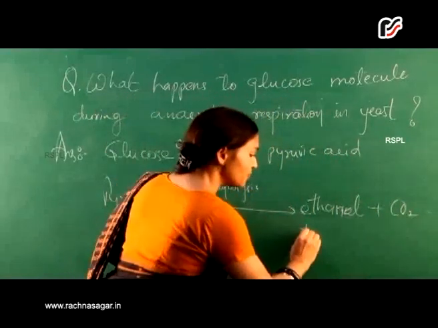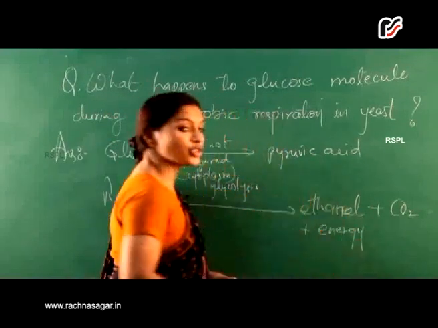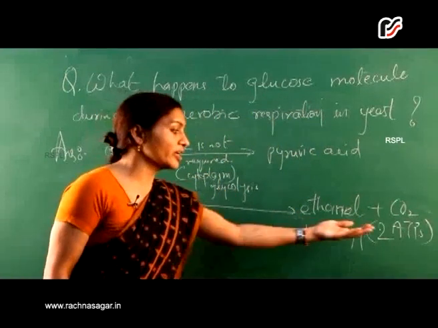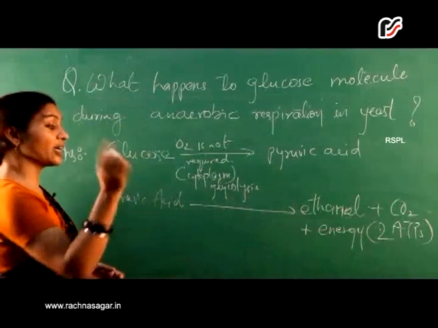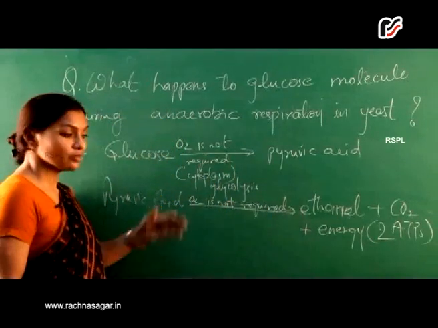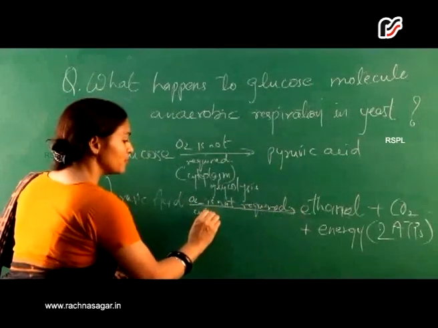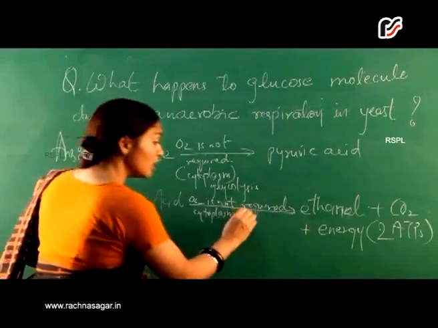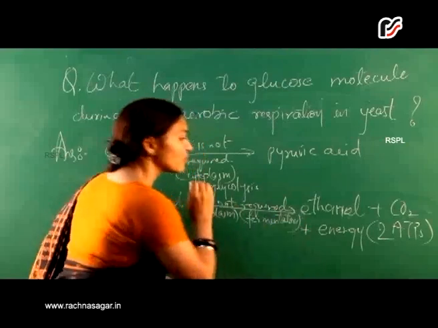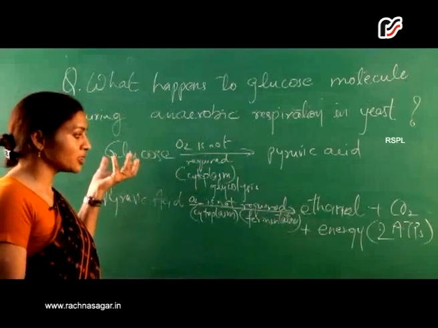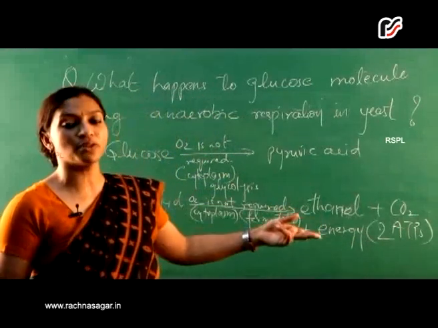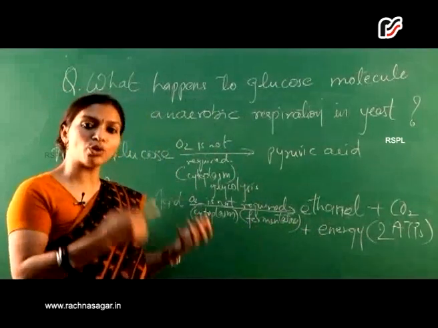then carbon dioxide, then energy. This energy is very less, so we should mention 2 molecules of ATPs. Now during this process, what are the requirements? Again, oxygen is not required in this process. And where does it occur? In the cytoplasm of the cell itself. What is the term used for this conversion? Fermentation. So here we can see glucose in yeast converts finally into ethanol, carbon dioxide and energy. Very less amount of energy is released, that is only 2 ATPs of energy, and the whole process takes place in the cytoplasm and is also known as fermentation.